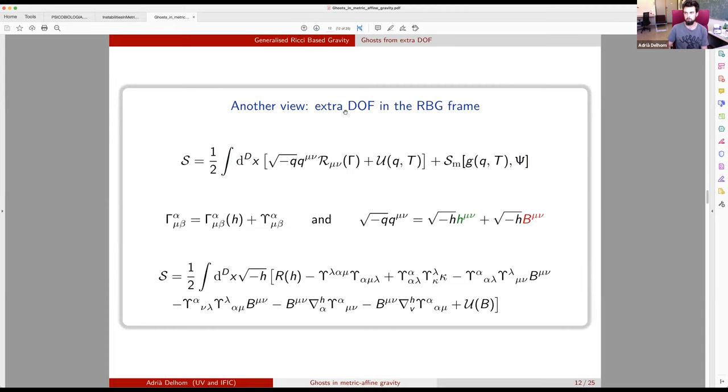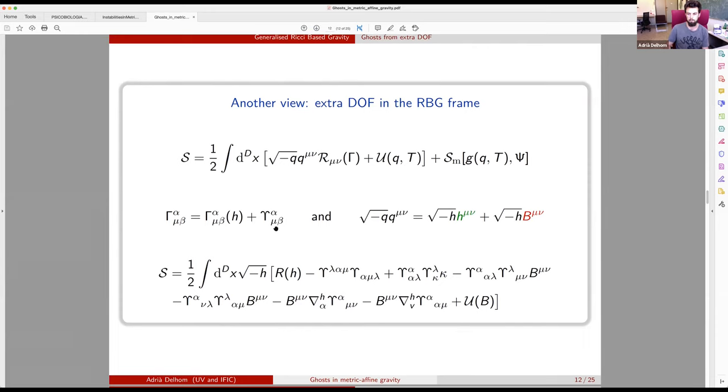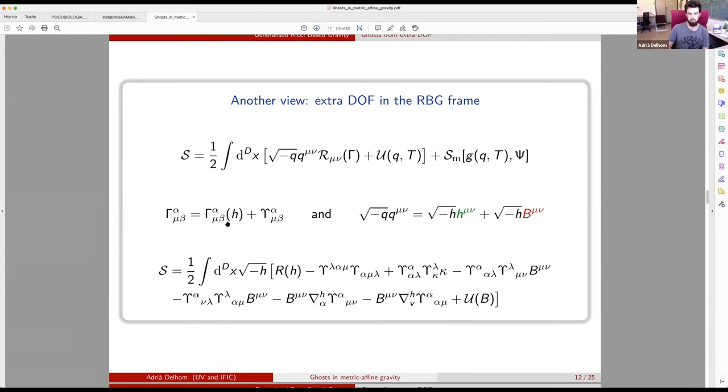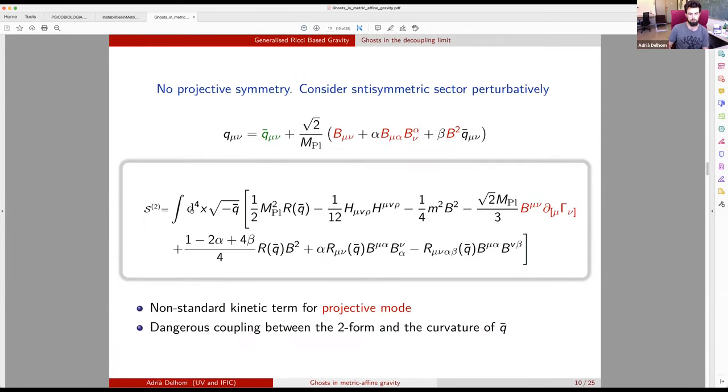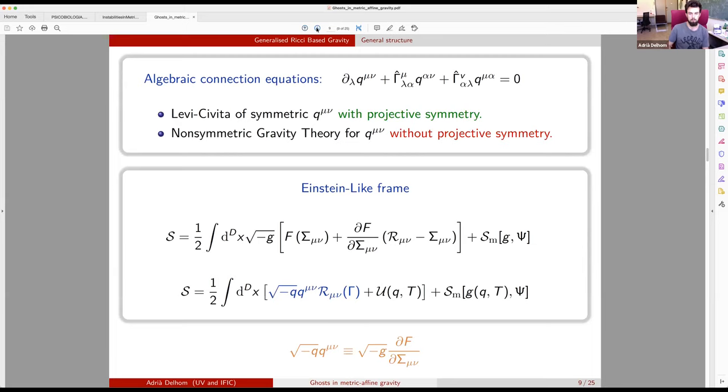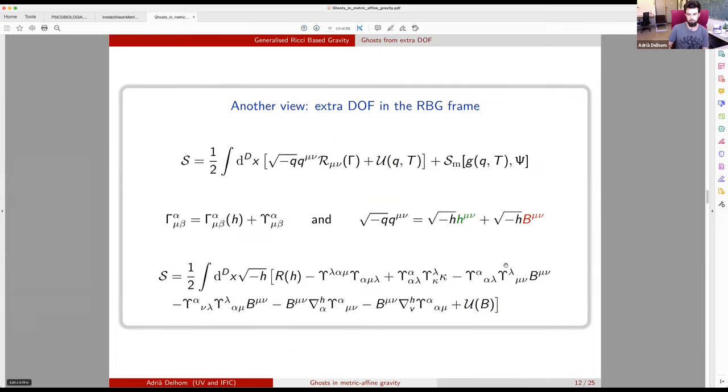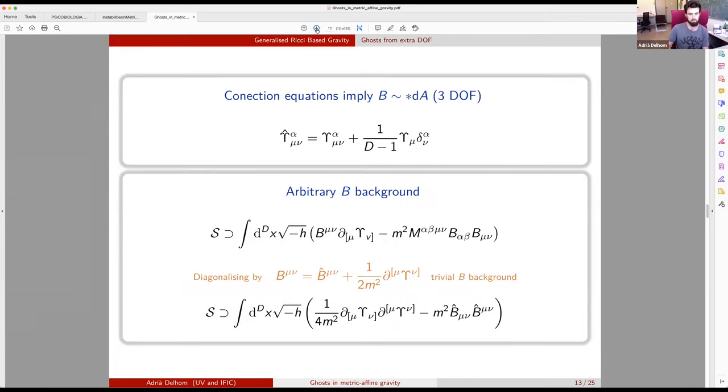So to see this from another point of view, consider extra degrees of freedom. Consider just writing the connection as a Levi-Civita connection of some symmetric metric, this symmetric metric being the symmetric part of the Einstein frame metric, and another piece, right? And we now want to see how this other piece behaves. So we basically introduce this ansatz into the Einstein frame action of the theory. And we obtain the following action. Okay, so you again see here this non-standard kinetic term for the projective mode. And this will encode the couplings to the curvature and between the curvature and the two-form.